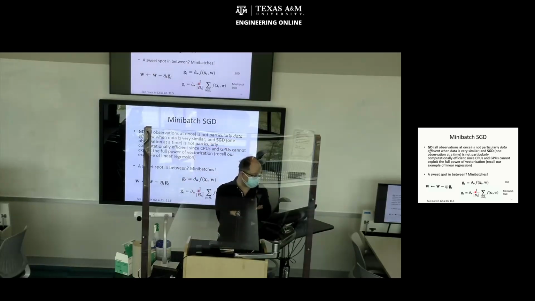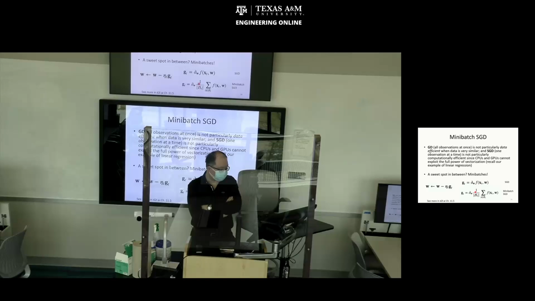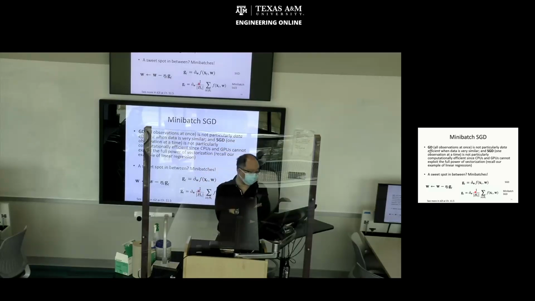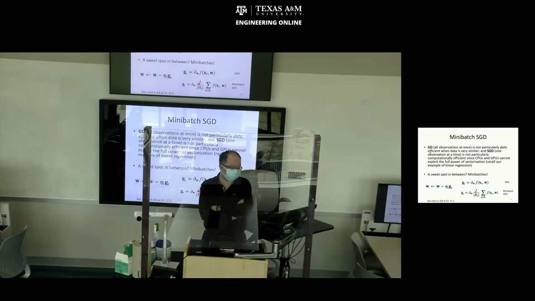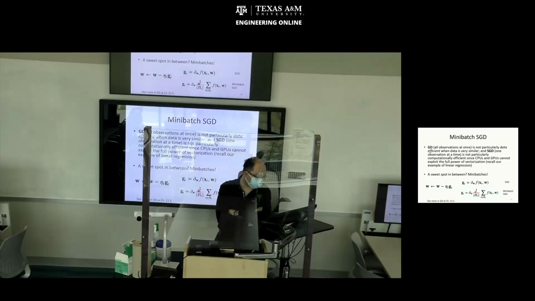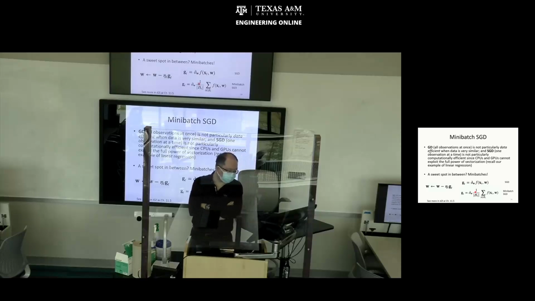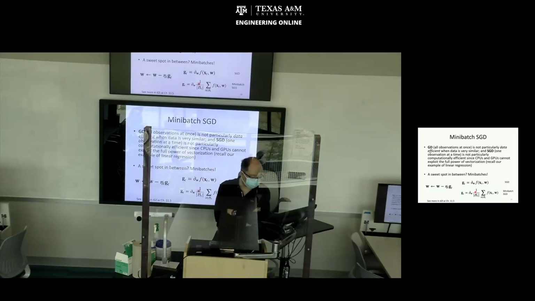So the dilemma here is that SGD is not particularly computationally efficient, since CPUs and GPUs cannot exploit the full power of vectorization, because every time you take one observation at a time and utilize this gradient. On the other hand, gradient descent, as we said, is not particularly data efficient when the data is very large. So in this case, can we have a sweet spot in between?